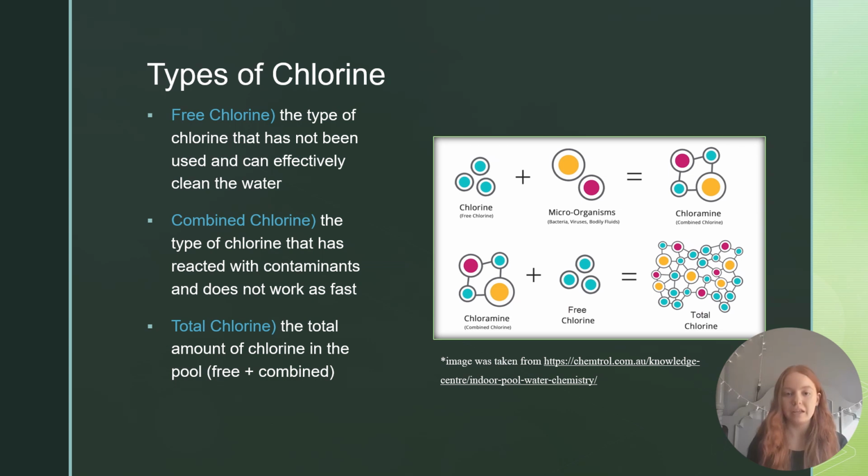Free chlorine is the newly distributed type of chlorine, and it is used to determine the amount of active chlorine in the area. Combined chlorine, on the other hand, is chlorine that has already been used and has reacted with the microorganisms in the water. It can still clean, but not nearly as fast, and it is mostly harmful to the water by housing bacteria, viruses, and bodily fluids. Finally, total chlorine is the summation of both free and combined chlorine, and it is the total amount of chlorine in the pool.